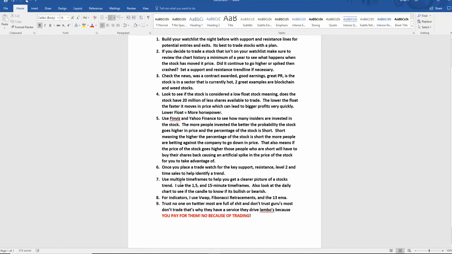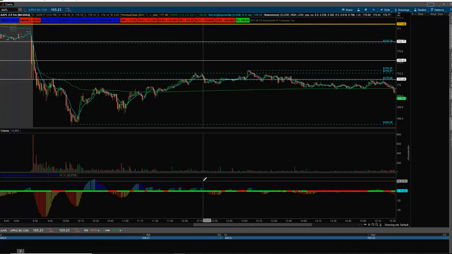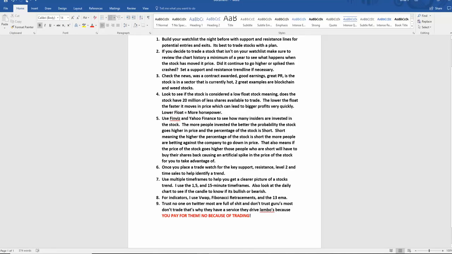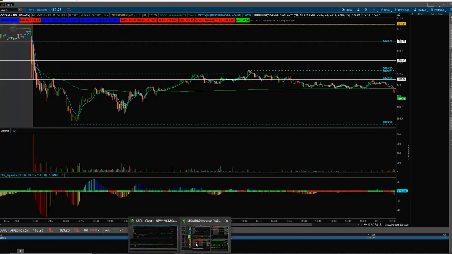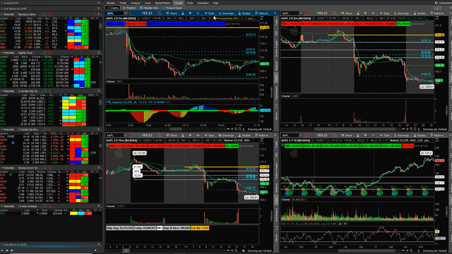Use multiple time frames, which is what I use here. Sorry, let me pull up. I use the 1 minute. This is the 5 minute. This is the 15 minute, and this is the daily.